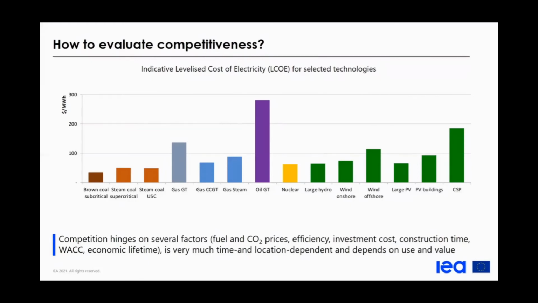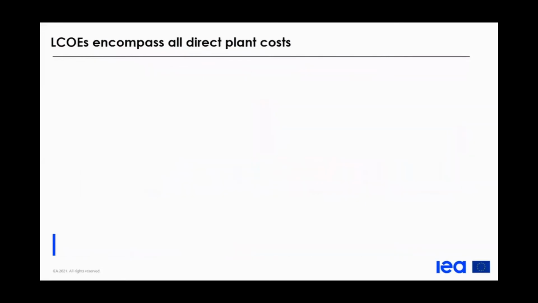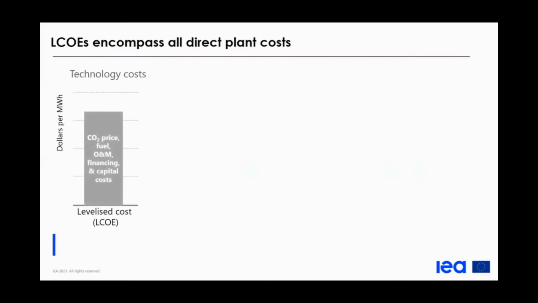A very common indicator that is used to estimate the cost of producing electricity is the LCOE, the levelized cost of electricity, representing the cost of technologies over the project's lifetime. And we can see some indicative values for some of these technologies on the screen right now. The LCOE is measured as average cost per output of electricity, so here, for example, in dollars per megawatt hour.